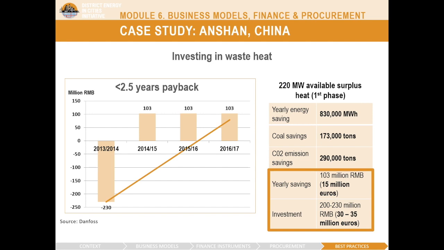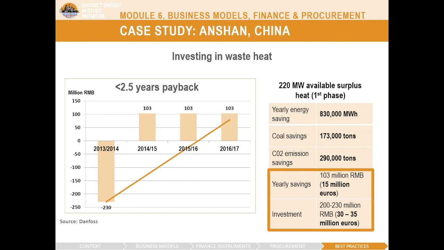The new heat capture project represents a 30 to 35 million euros investment in a more efficient system that aims to lower carbon intensity and improve local air quality. The local government is providing the finance for the project. A short payback period of 2.5 years highlights the significant financial benefits that the project will bring as Anshan closes the loop on waste heat and simultaneously reduces the city's coal consumption by a projected 173,000 tons.